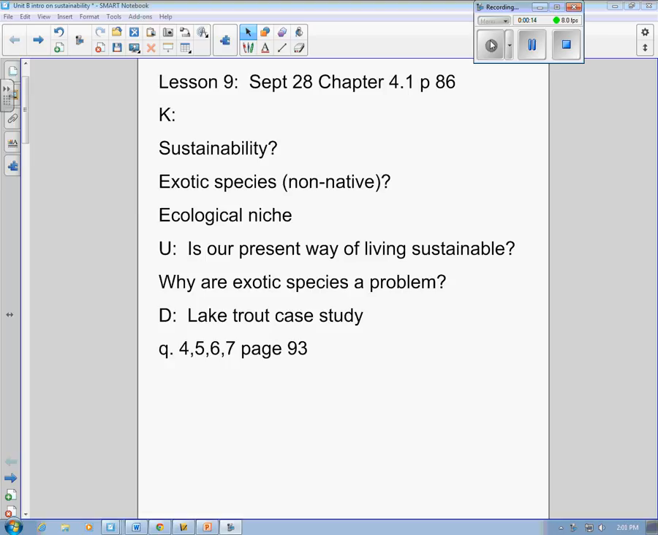We're going to talk a lot about sustainability today, what exotic species are, also known as non-native species, what an ecological niche is, and then your big understandings: is our present way of living sustainable, and why are exotic species a problem. We're going to look at a lake trout case study, which is a handout that you would need, and then questions 4, 5, 6, and 7 on page 93.